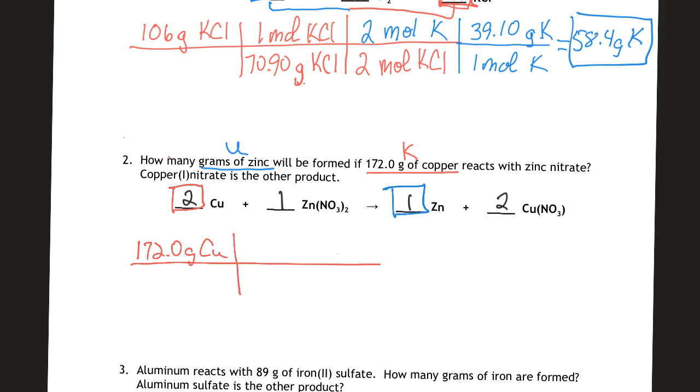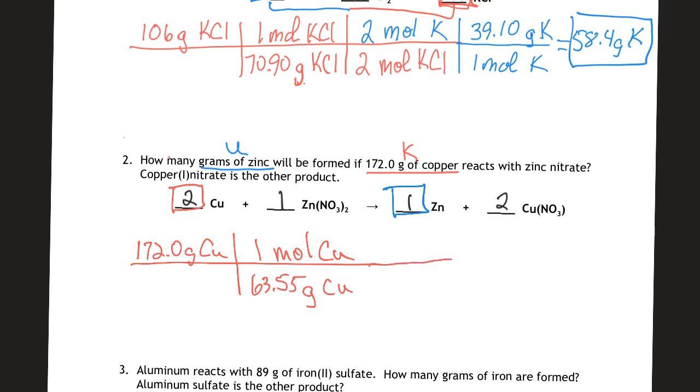If I have grams of copper on the bottom, we're going to need grams of copper on the bottom, which stands for grab your periodic table. Now the nice thing about this is I don't have to calculate anything, I just look it up. So you look on the periodic table and copper is 63.55 grams per 1 mole.